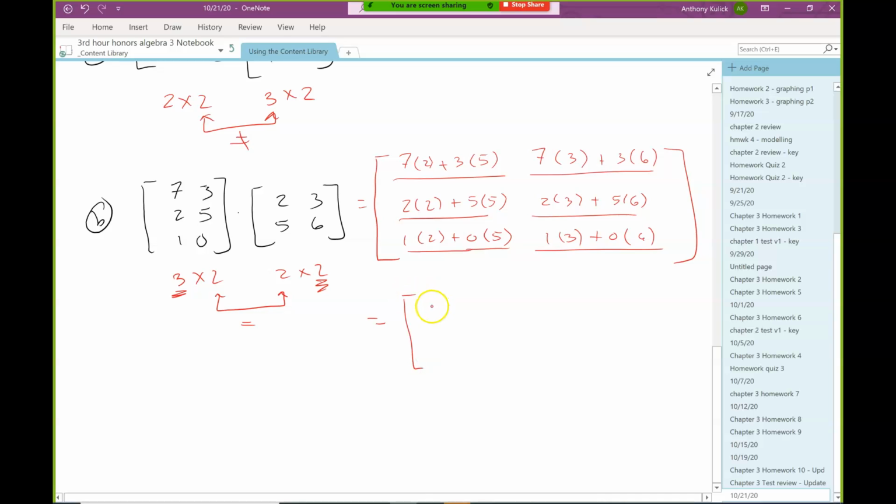So let's see, 14 plus 15 is 29. 21 plus 18 is 39. 4 plus 25 is 29. 6 plus 30 is 36. 2 plus 0 is 2. 3 plus 0 is 3.